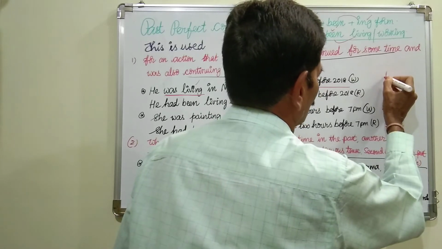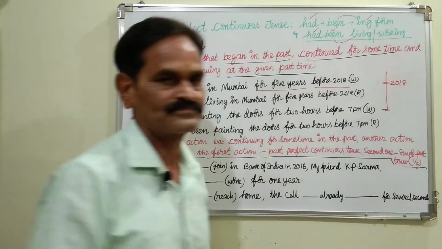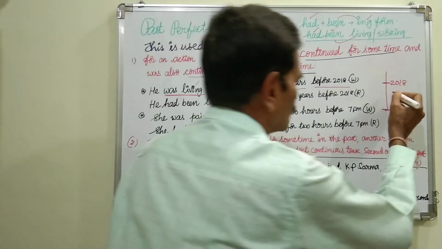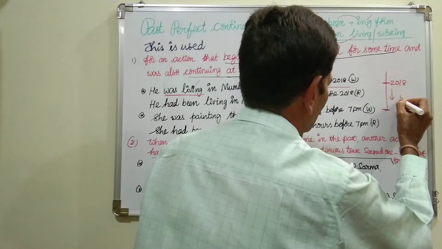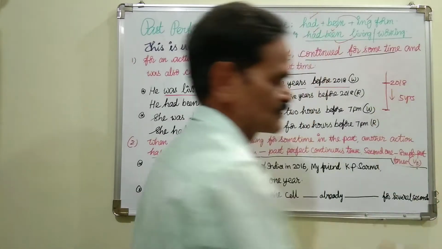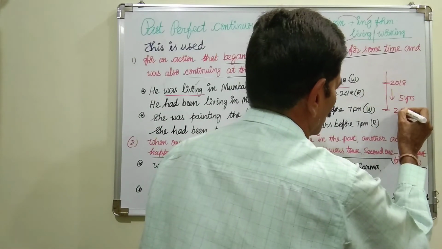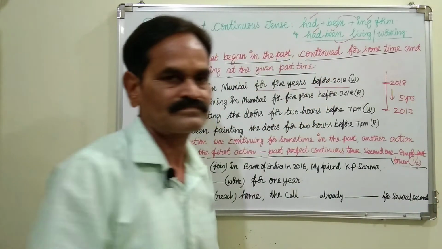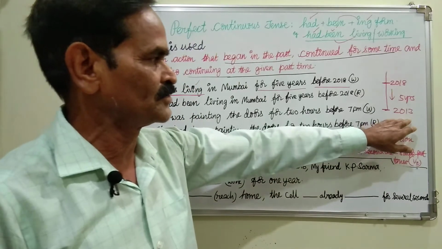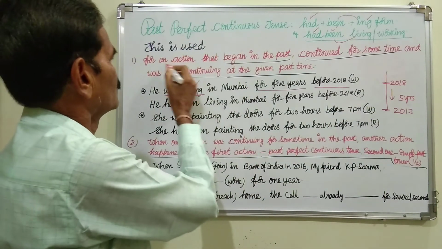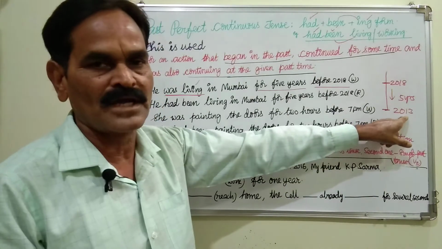Now we have given the time here, 2018. Before that, it had continued for 5 years. So 5 years ago that action began. When? In 2013. In 2013 that action began. This is the past time that is given. That action began in the past, this living began in 2013.